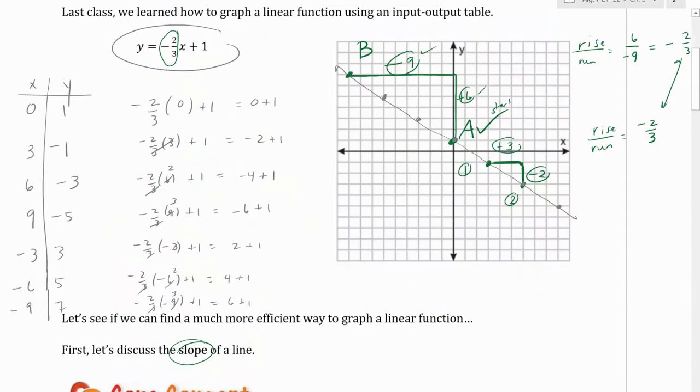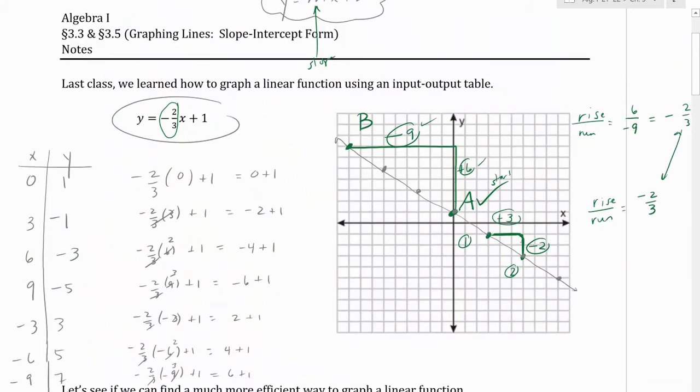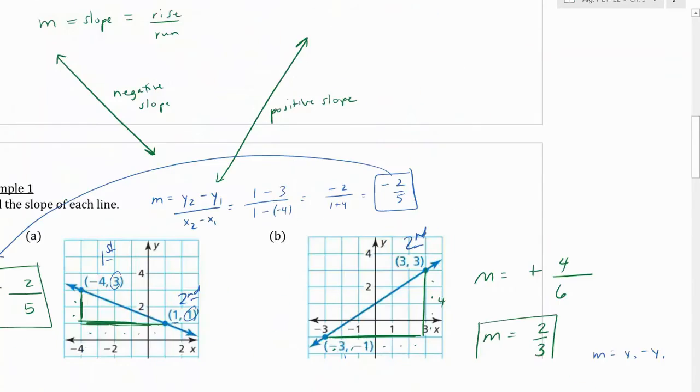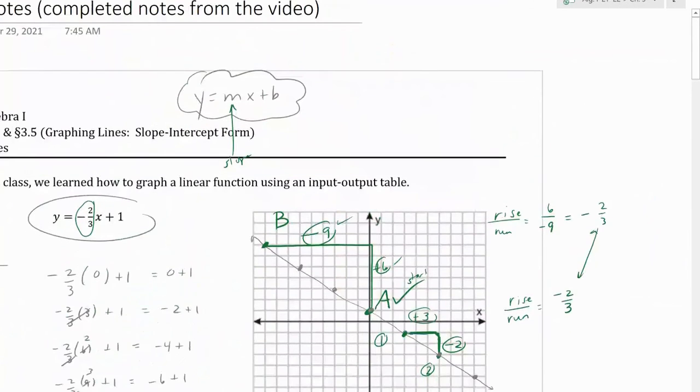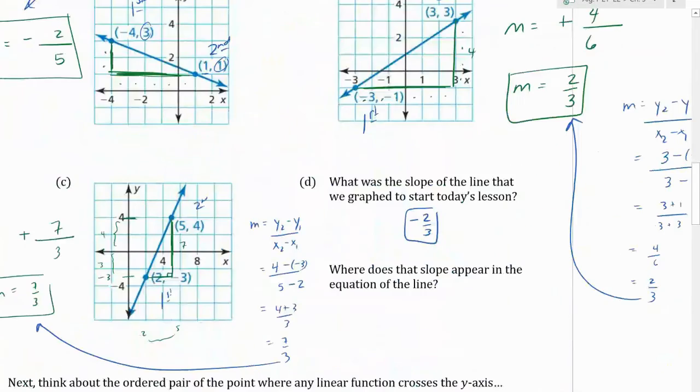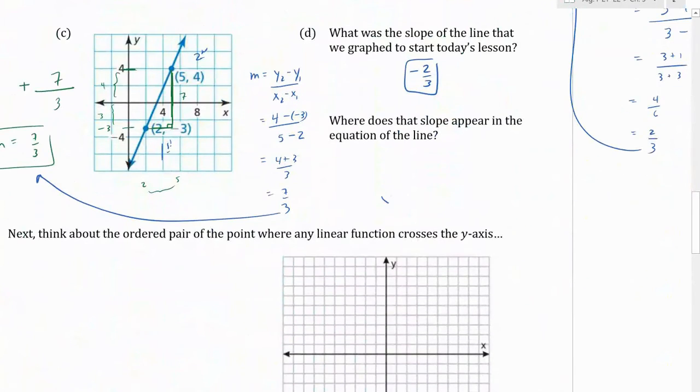All right, so then D part, what was the slope of the line that we started to graph today's lesson? Oh, look, it was a rise of 2, run of 3, heading downhill. That was negative 2/3. And then our equation, y equals negative 2/3 x plus 1. Where did it appear? Right there. That's what the m is. It's the slope.